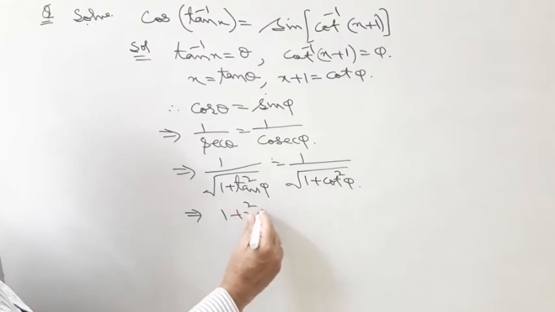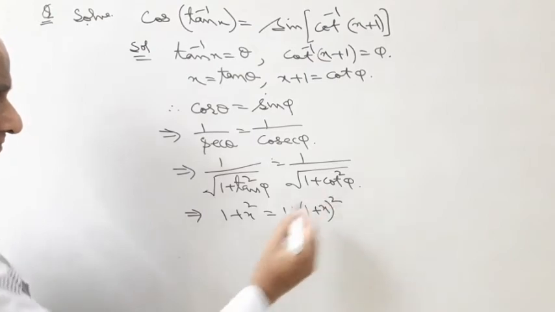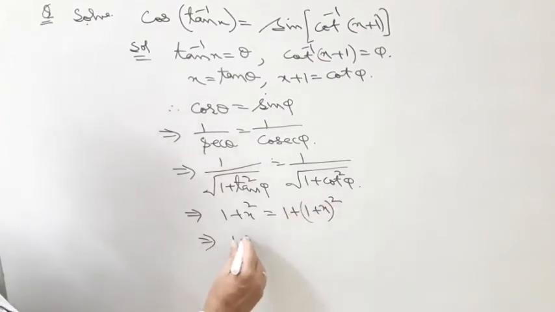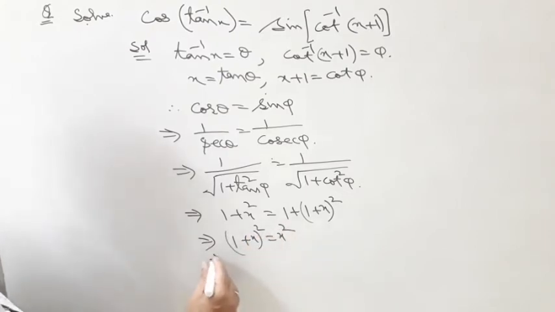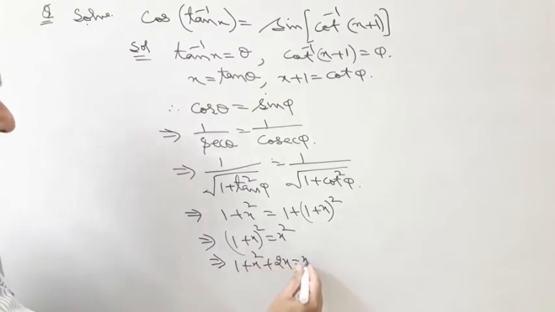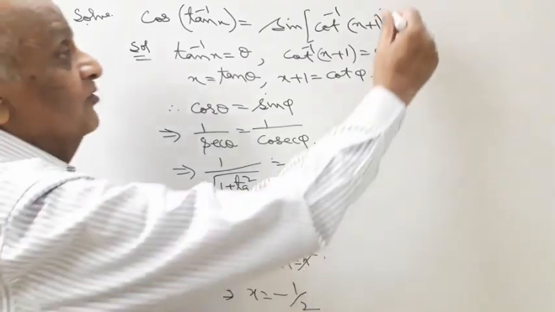So we have 1 plus x square is equal to 1 plus x the whole square, which implies 1 plus x the whole square is equal to x square, giving 1 plus x square plus 2x is equal to x square. This will go, and this means x is equal to minus half. That is the value for this function. Check out. Now take up one more, a very important problem.